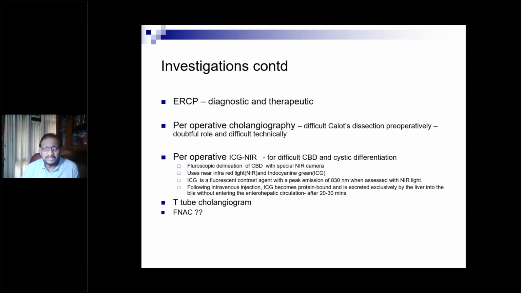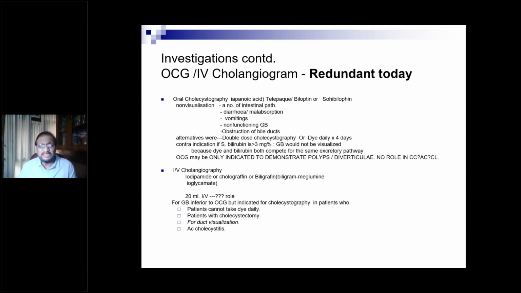I think that finishes the lecture. Oh no, one more thing. I just have to mention the two redundant investigations which were very favorite investigations before. One is the OCG, or the oral cholecystography. I just mention it because I think nobody does it anymore, or IV cholangiogram. IV cholangiography and oral cholecystography. I just mention them because you have to know what they were.